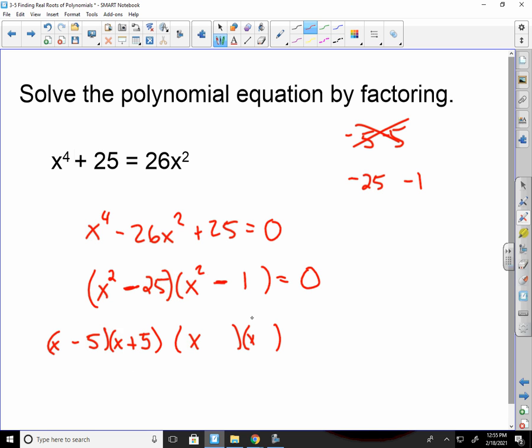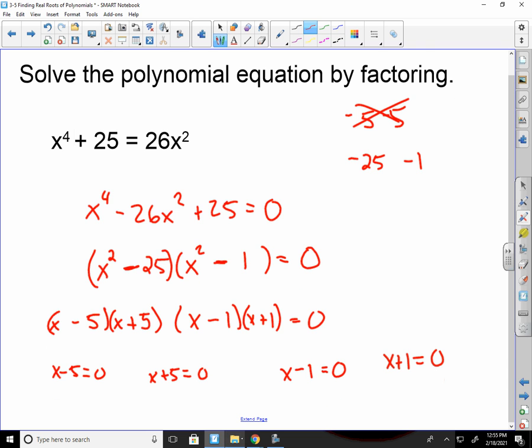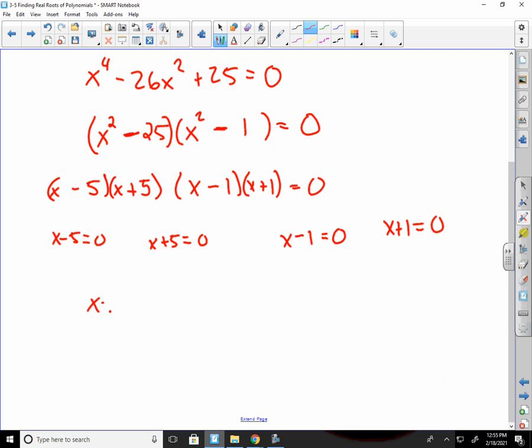Here, x times x gives me x squared. What multiplies to give me a negative 1? That would be negative 1 and positive 1. Now that I have these factors, I break them apart and set each equal to 0. x minus 5 equals 0. x plus 5 equals 0. x minus 1 equals 0. And x plus 1 equals 0. Solve each one of those. x equals 5. x equals negative 5. x equals 1. And x equals negative 1.